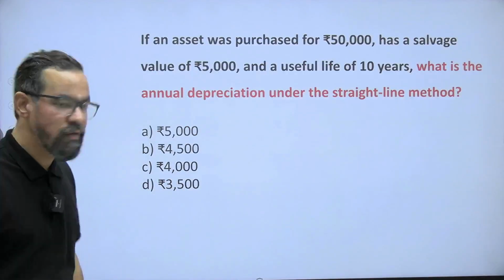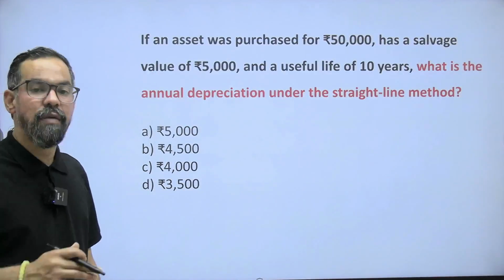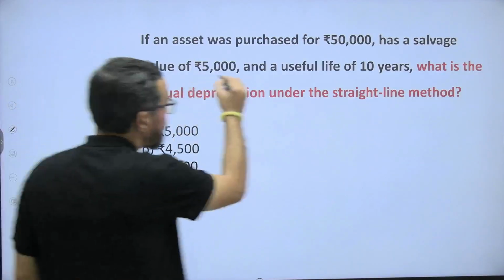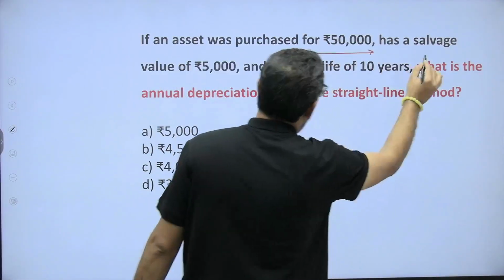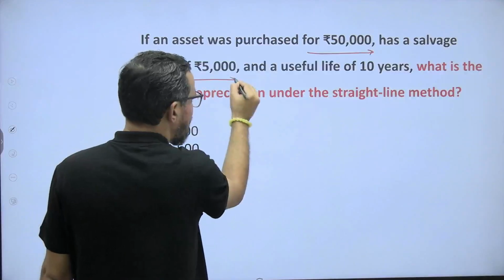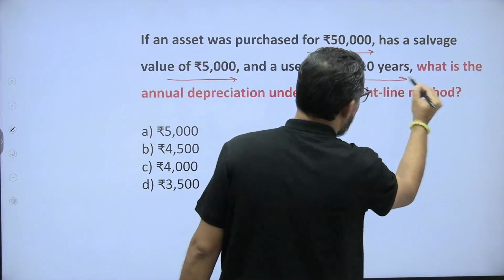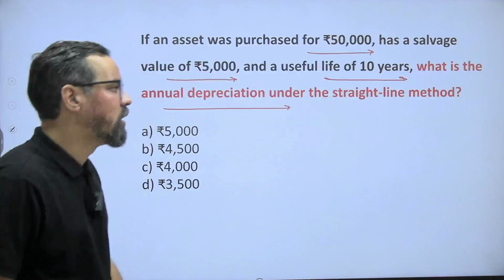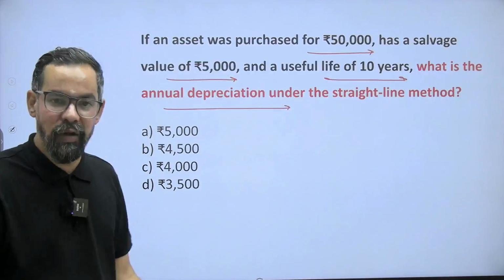Now we will be solving some questions. With these questions, we will be building our understanding. An asset purchased for 50,000 has a salvage value of 5,000. Useful life is 10 years. What will be the annual depreciation under the straight line method? What will be your correct answer?